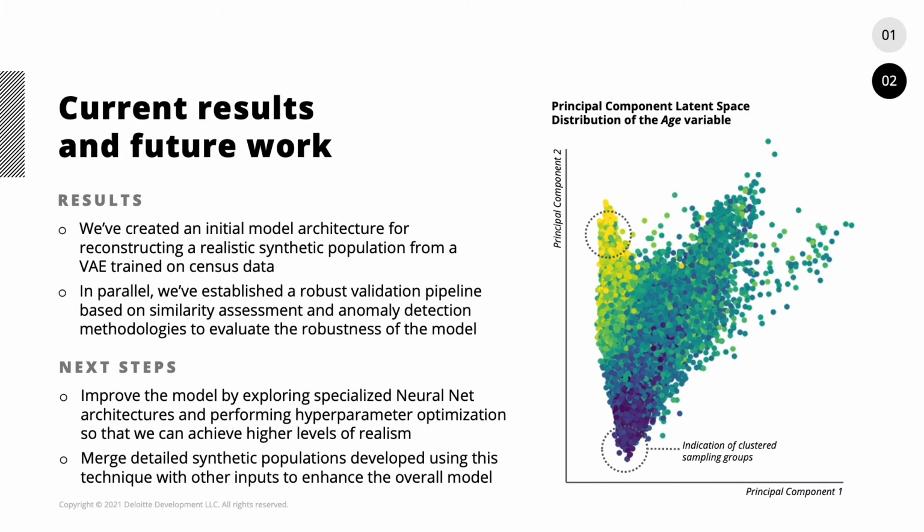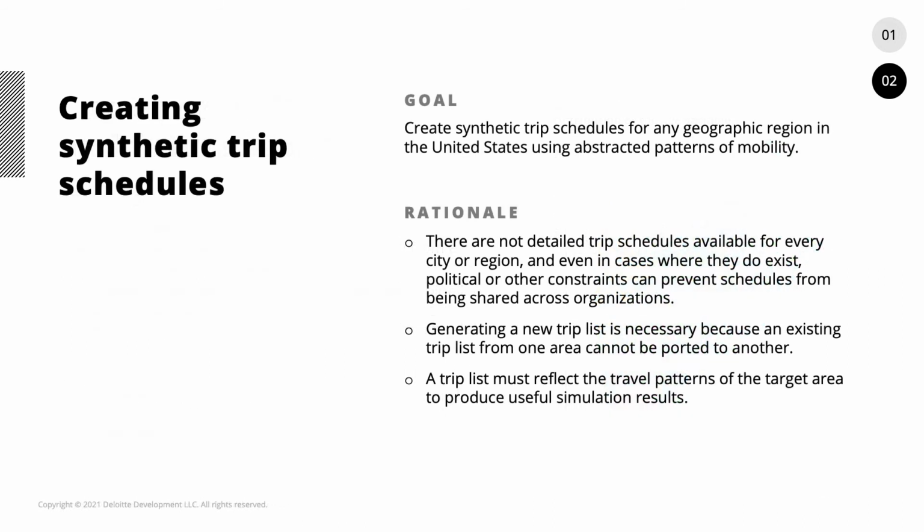Among the several directions that we are considering for further development, two major ones that we are working on at the moment: first, to further improve the model by both exploring specialized neural net architectures as well as performing hyperparameter optimization so that we can achieve a higher level of realism. And secondly, to merge highly detailed synthetic populations developed using this technique with other simulation inputs to enhance the overall model. A pipeline that we have recently completed is the one for creating synthetic trip schedules.